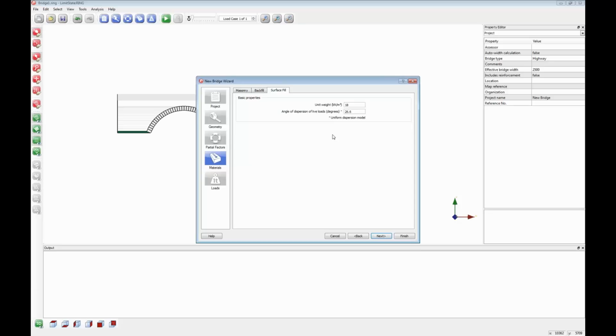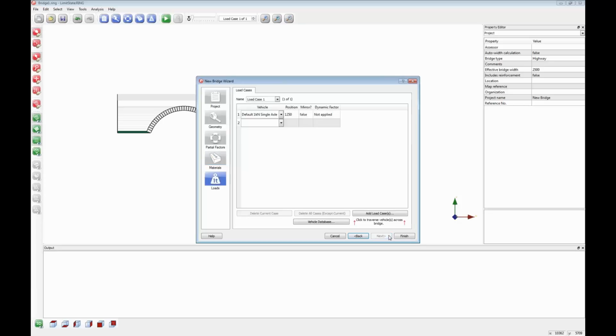I can actually enter different properties. So for example, if you've got very different material close to the surface, large amounts of tarmacadam or whatever it might be, we can actually put in different properties and different angle of dispersion of the load. Okay, so I'll move on finally then to the load section.